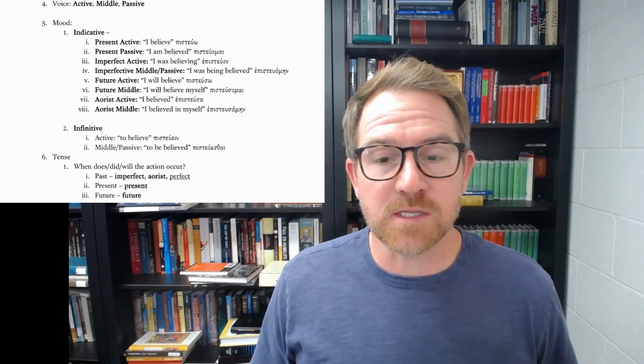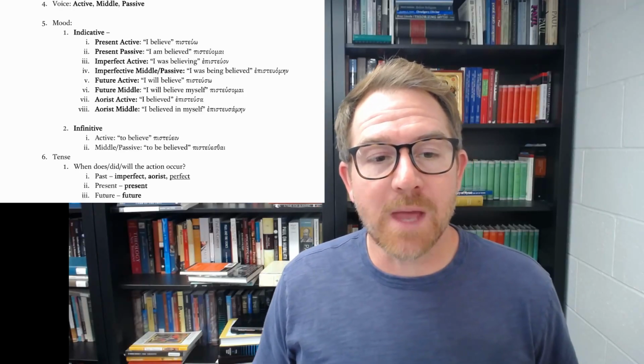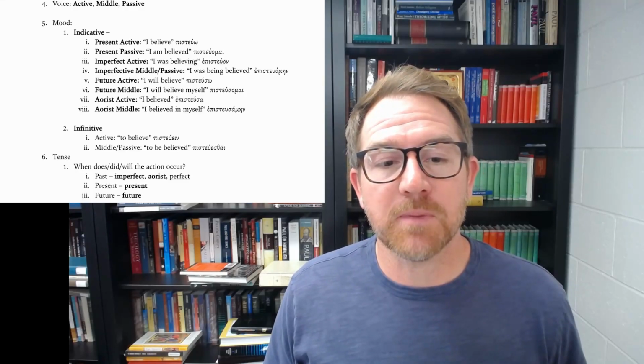So these are, of course, all in the indicative, right? They're things that are describing reality. And then there's the infinitive, to believe, pisteuein, and in the middle passive, to be believed, pisteuesthai. So we've got moods, we've got voice, we've got person, we've got number, tense. And tense, of course, gets at when did the action occur, past, present, future, as well as we've talked about aspect.